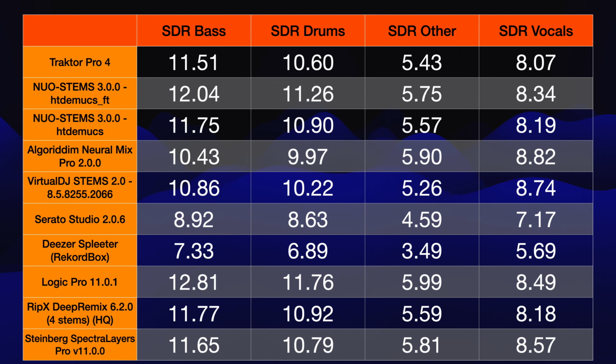And here is the final table of all the results. You can see that Traktor Pro 4 consistently outperforms Serato and Rekordbox. Virtual DJ is better only on vocals, and Algorithm DJ Pro is better on vocals and the other stem. NeoStems and Logic Pro are better than Traktor for all the stems. Also, here are the highlights of the best and worst performer for each stem.